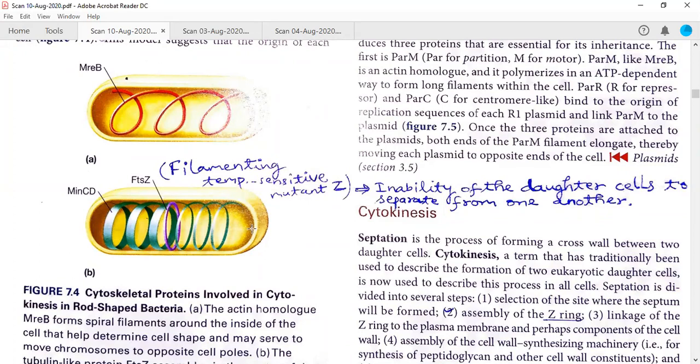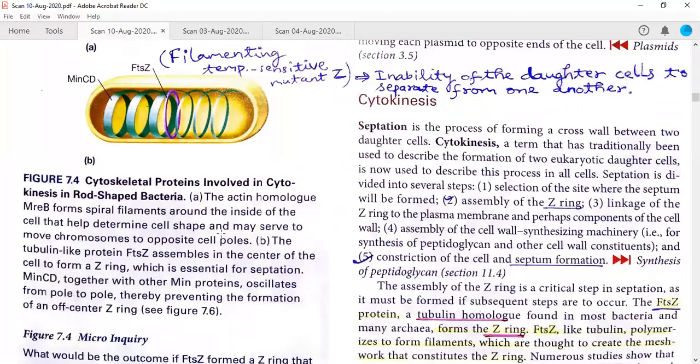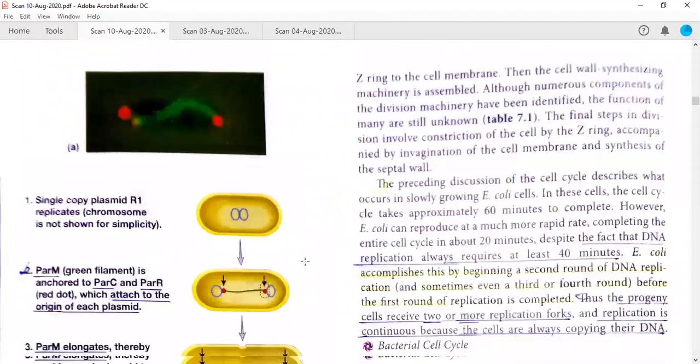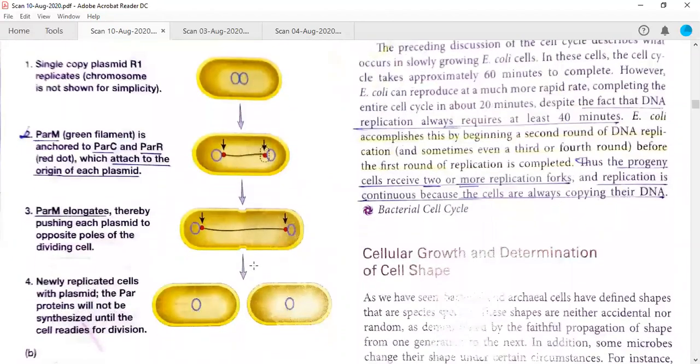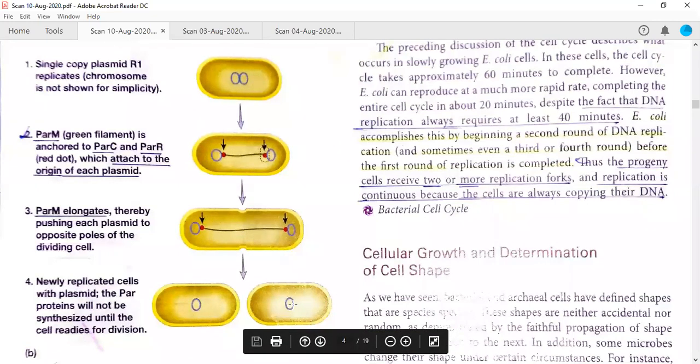And finally, when the bacterial cell divides into two, as shown here, because these are dividing from here, you can see these depressions. These depressions in the center are due to that Z ring, which is made up of FtsZ. So finally the cell will divide from the center, and two equal sized daughter cells will result.